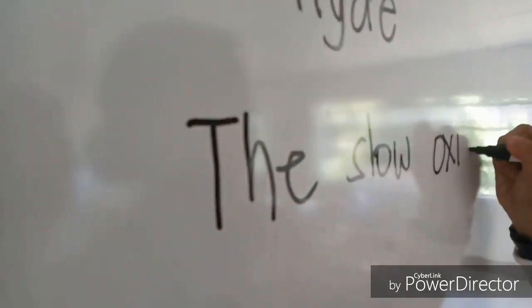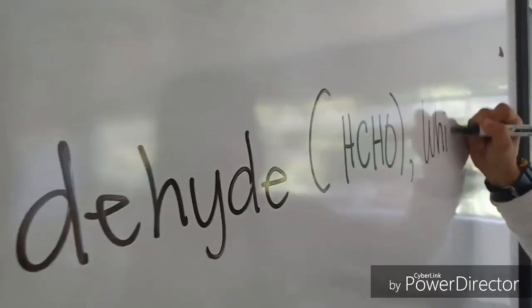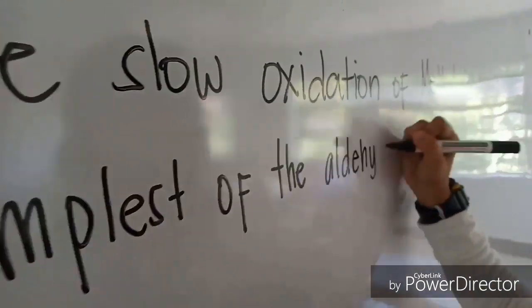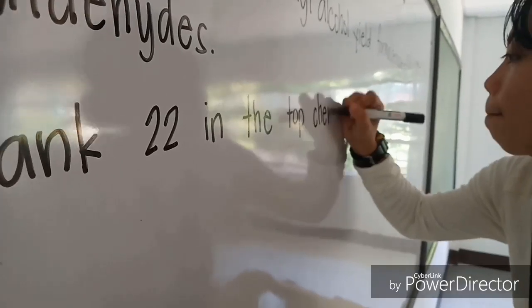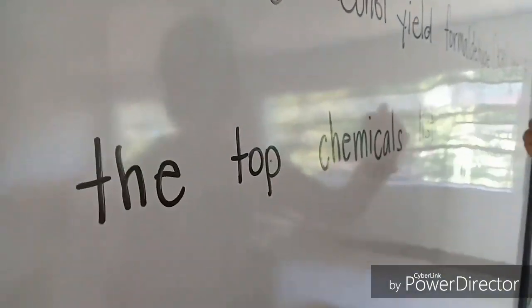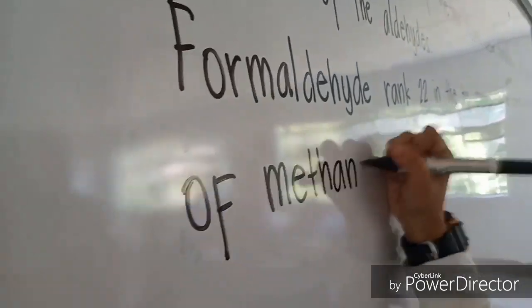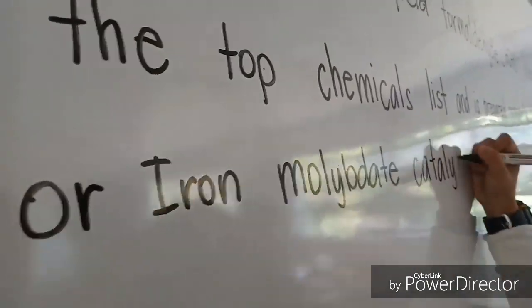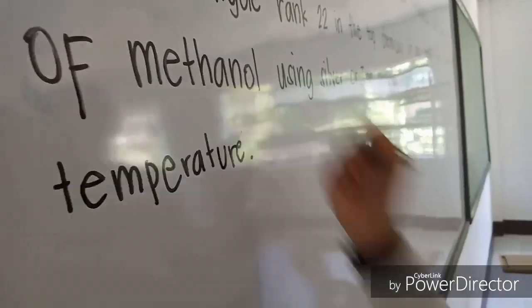Aldehyde. The slow oxidation of methyl alcohol yields formaldehyde, which is the simplest of the aldehydes. Formaldehyde ranks 22 in the top chemicals list, and it's prepared principally by oxidation of methanol using silver or iron molybdate catalyst under carefully controlled elevated temperature.